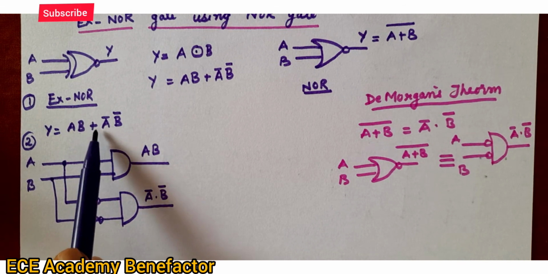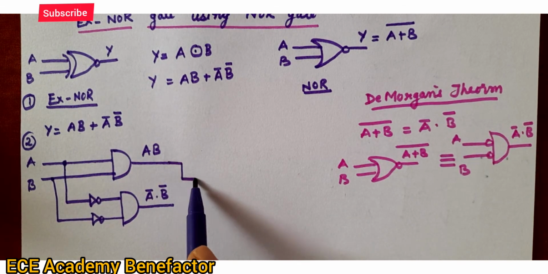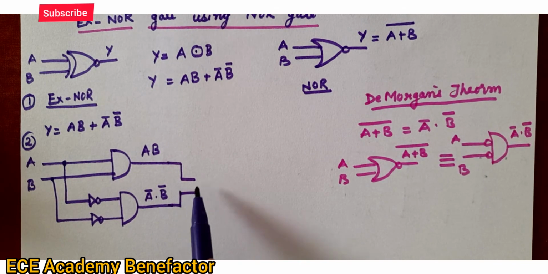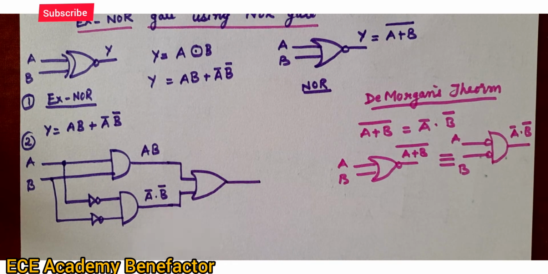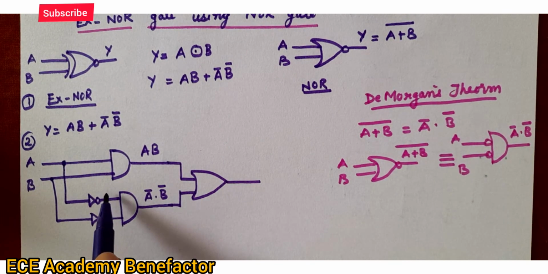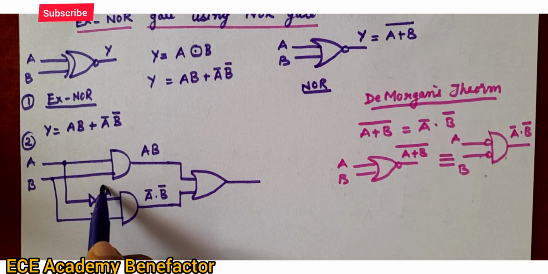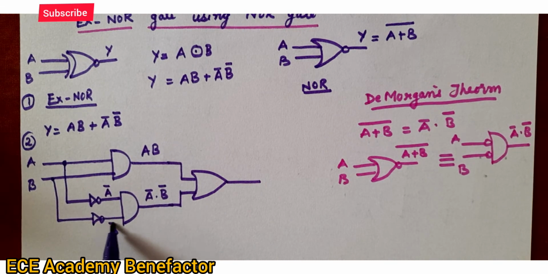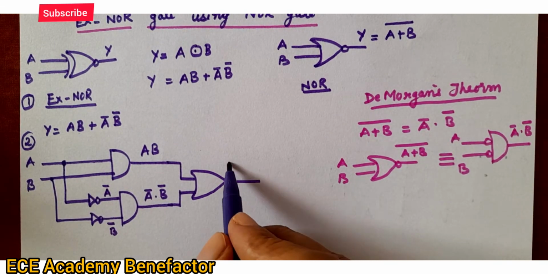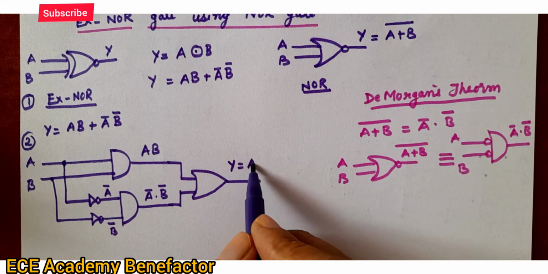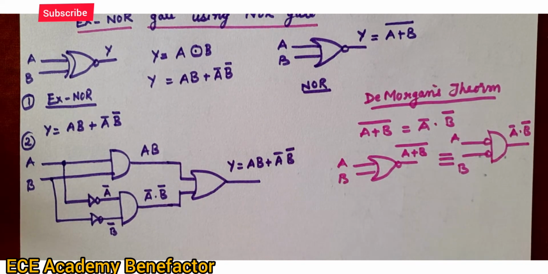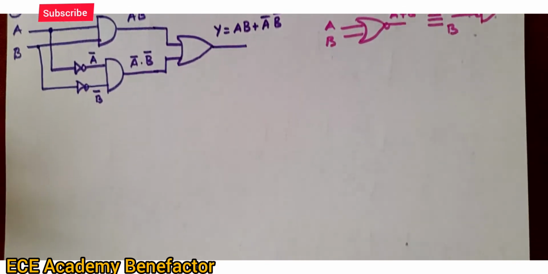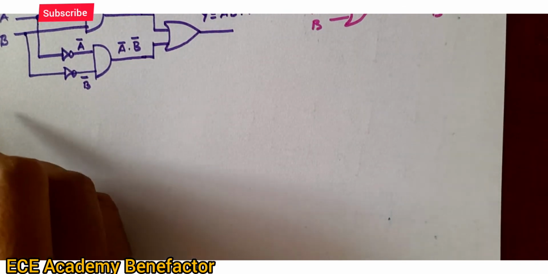You got the term AB, you got A bar B bar. Now you have to combine them. Give them to an OR gate, like this. So what is the term coming here? A bar and here B bar. So here you will get Y is equal to AB plus A bar B bar. This is the second step. Coming to the third step of conversion.